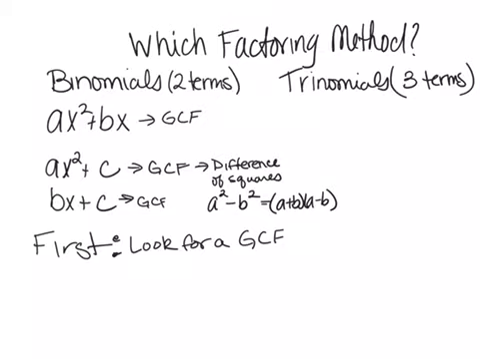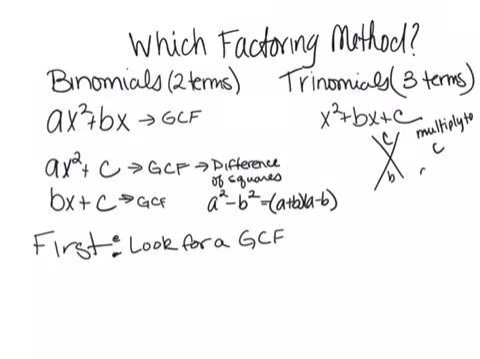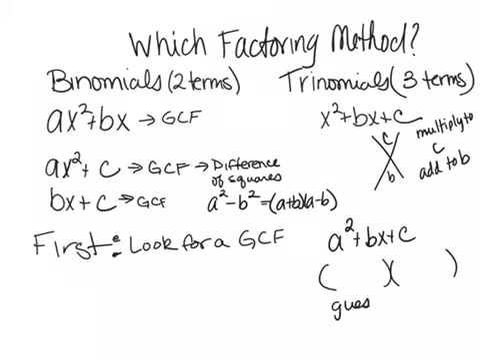So for the trinomials, you're also going to find the GCF first. They look like x squared plus bx plus c. On these problems, we use our x. C goes on top and b goes on the bottom. And the numbers multiply to c and add to b. Or you might have it in the form ax squared plus bx plus c. When that is your problem, then we use the guess and check method.